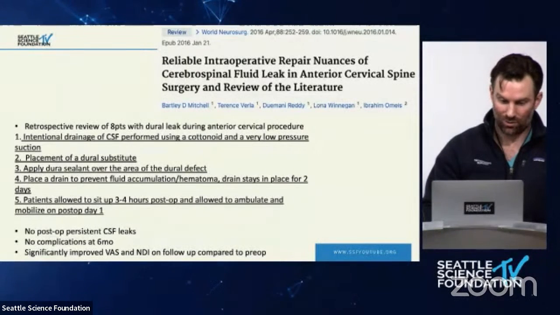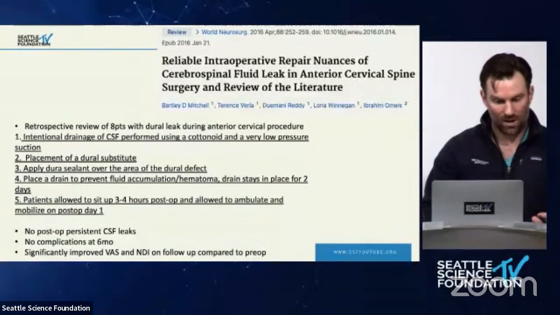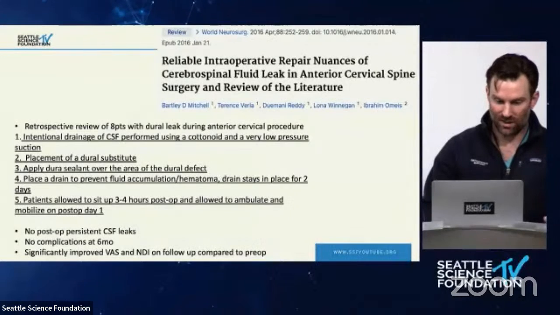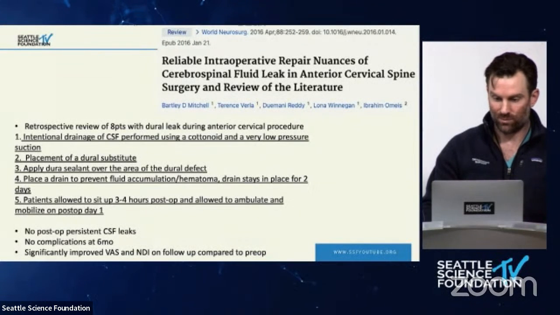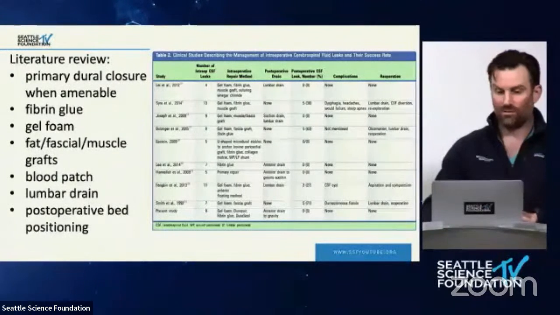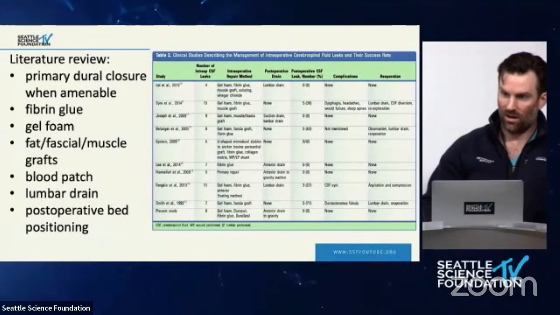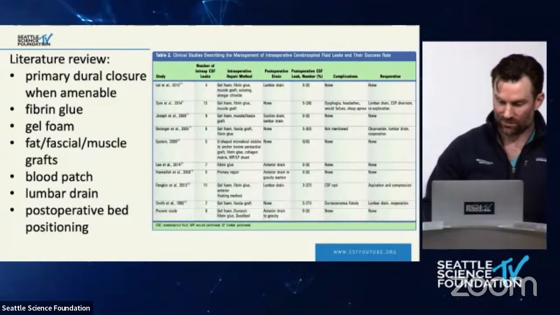They said they had no persistent CSF leaks and no complications related to it at 6 months, and their outcomes were basically the same as for patients who did not have CSF leaks, with improvement in NDIs and visual analog scales. They also did a literature review as part of this of other groups who reported on anterior cervical CSF leaks.